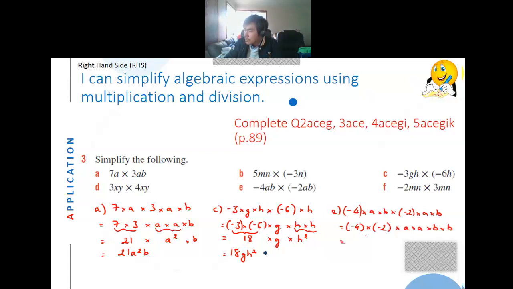Okay, so here we got negative times a negative, which is a positive. We don't have to write plus sign. 4 times 2, that's 8. Okay, and a times a, well, that's a square, times b, that's b square. And so our answer is going to be 8a square b square.